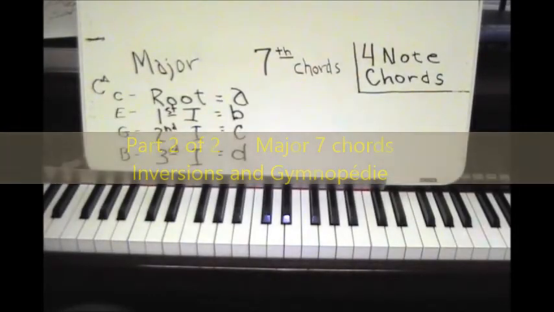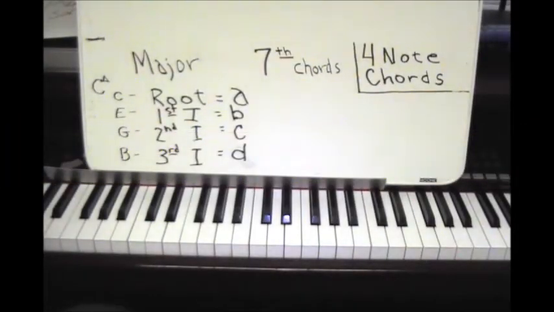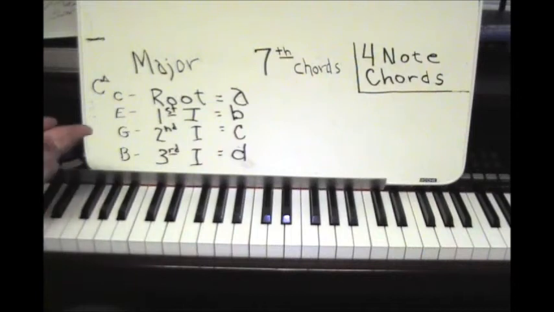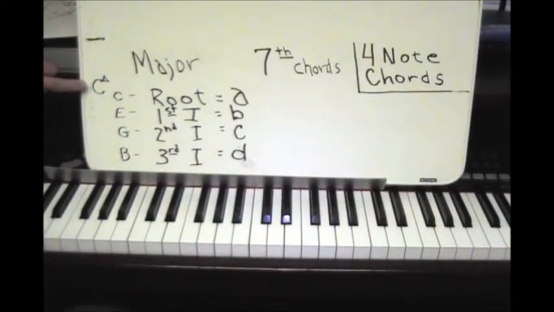How do we invert major 7 chords? As with all 4-note chords, there will be 4 different versions of the chord. There will be the root and then 3 inversions. So if we start with a C major 7, and remember that triangle can be used to denote that, so I wrote that there just to show you how that would work.